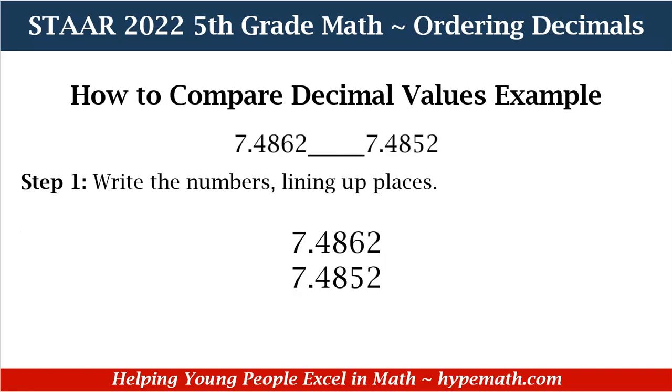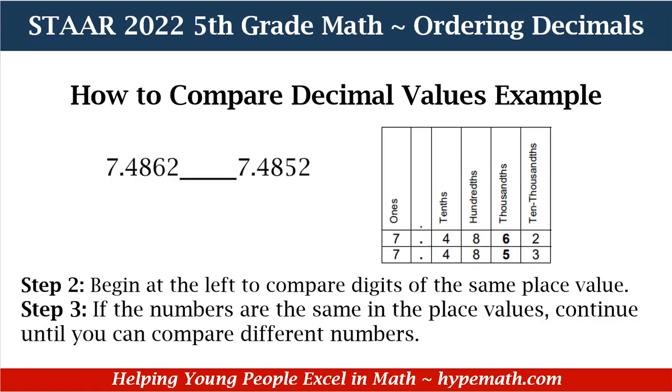So let's take a look. This is how to compare decimals. So number 1, we said we need to write the numbers lining up the places. And remember, make sure those decimals are lined up straight. Step 2, we're going to begin at the furthest left to compare digits of the same place values. So in our example, we have 7.4862 and 7.4852. Step 3 says if the numbers are the same in the place values, continue until you can compare different numbers.